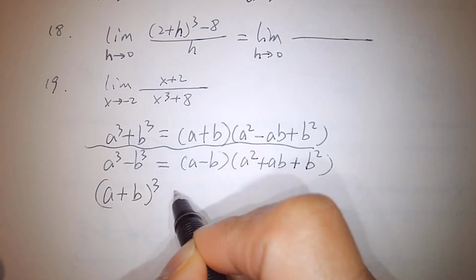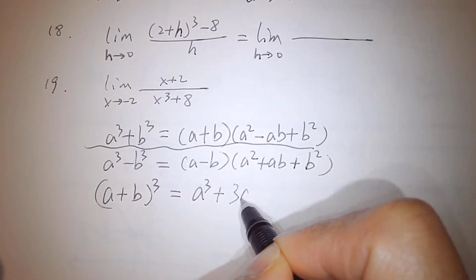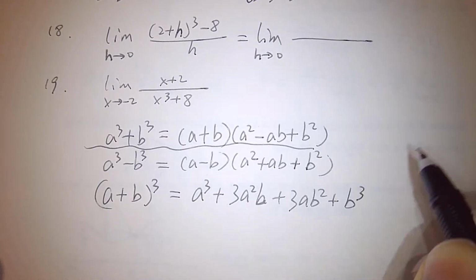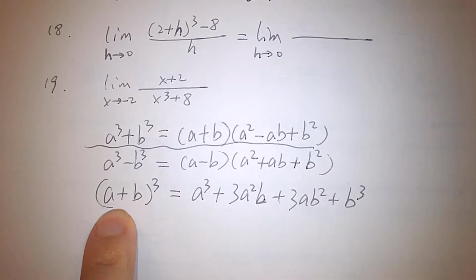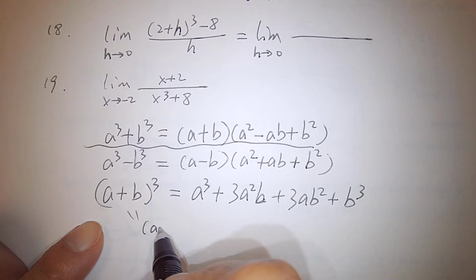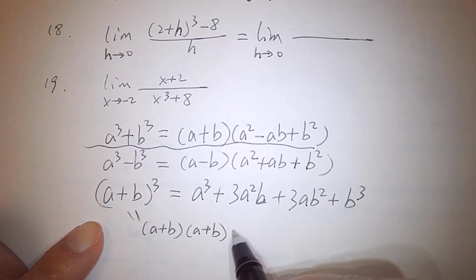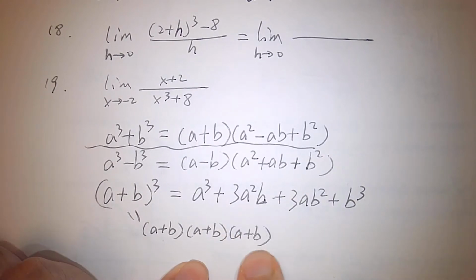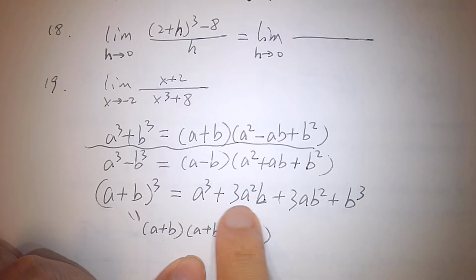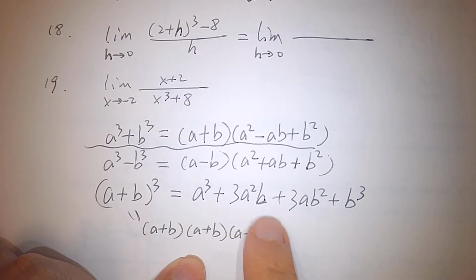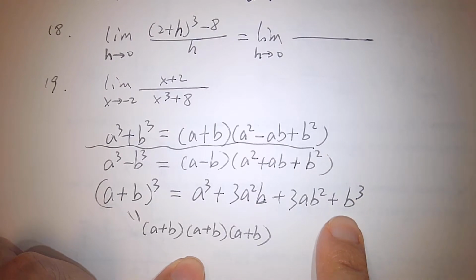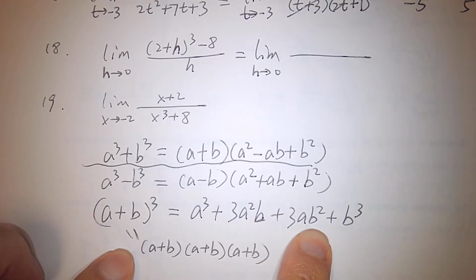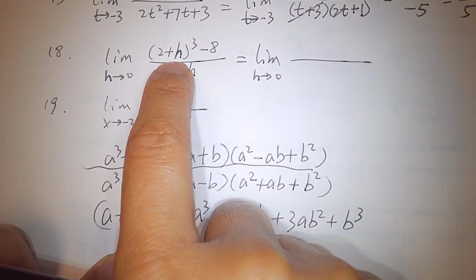A plus b to the cube gives us a to the cube plus 3 times a squared b plus 3ab squared plus b to the cube. So you can practice by yourself after class. If you do a plus b times a plus b times a plus b, 3 times, you do these two at first, the FOIL, then you multiply this a plus b, you should get this, okay? A to the cube plus 3a squared b plus 3ab squared plus b cubed. Okay, I'm going to use a formula, but if you cannot memorize the formula, that's fine. Just FOIL this 2 plus h 3 times, okay?